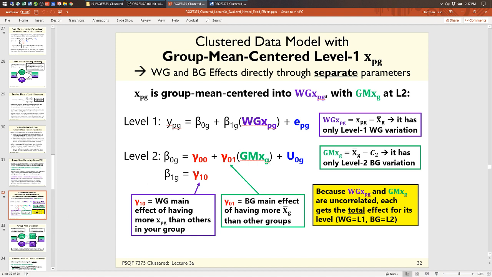So we have the level 2 effect is a between level effect. So it's the effect of being from a group that has more of the predictor on average. If so, it should explain your level 2 random intercept variance. The level 1 effect, the gamma 10 here, is the effect of being a person who has more of the predictor than the rest of your group. If that matters, it should explain level 1 residual variance.